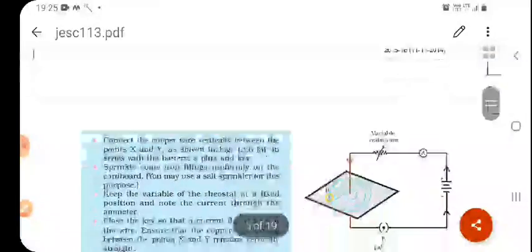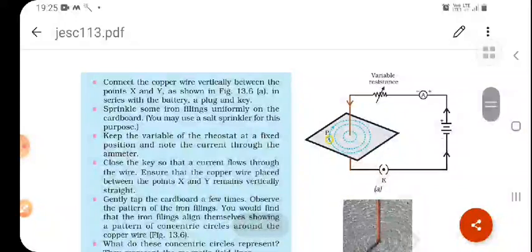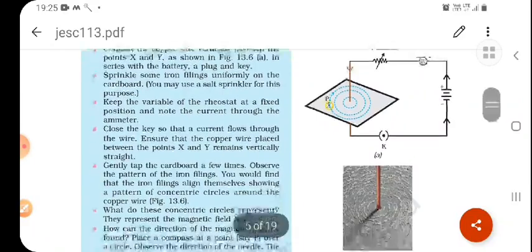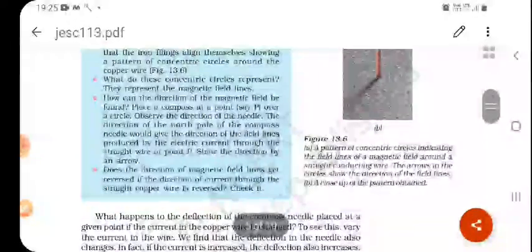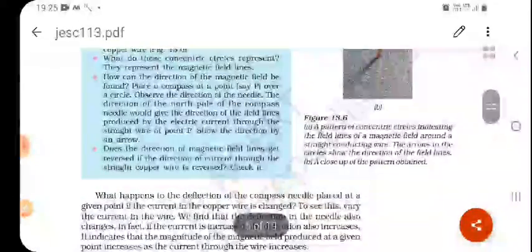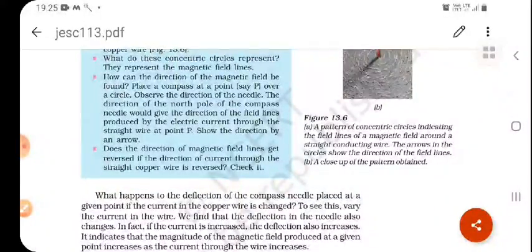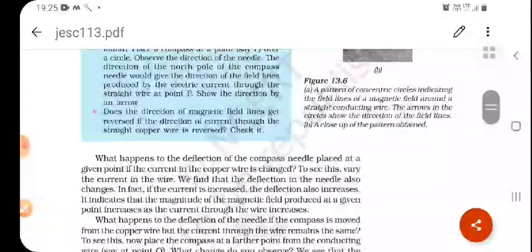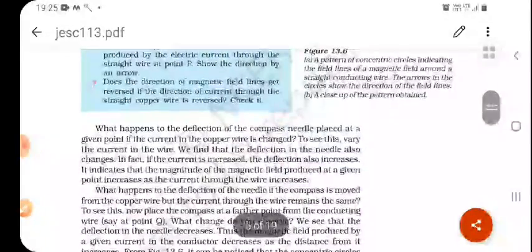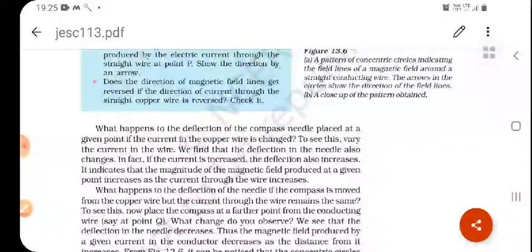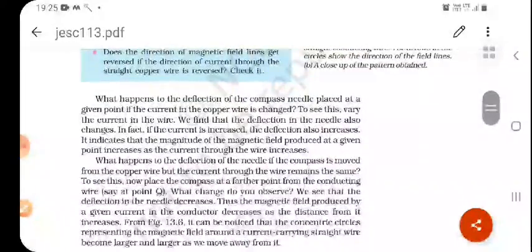Here we can see a straight wire conductor forming the circular pattern. The magnetic field lines here are in the form of circles. The pattern of concentric circles indicates the field lines of the magnetic field around a straight conducting wire. These arrows show the direction of the field lines. So what happens to the deflection of this compass needle? This deflection is due to the flowing of the current along this straight conductor.